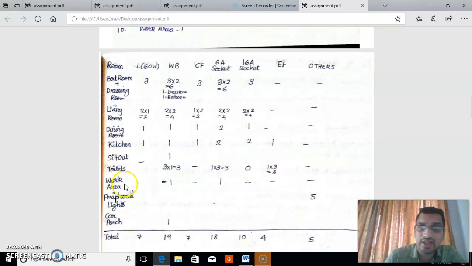Then work area. In the work area we need only 1 WB for lighting purpose. So 1 number of WB. Then 1 6 ampere socket. Then peripheral light 5. So we can neglect the peripheral light. Then in carports also we install a small light, that is WB, wattage of 15 watts. So that is the electrical points in the given building.